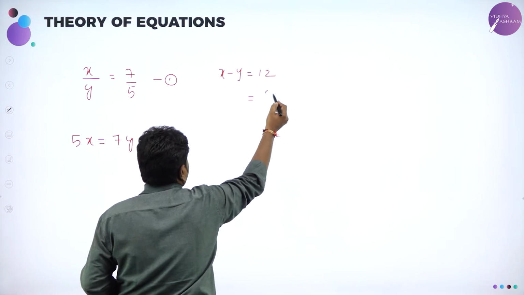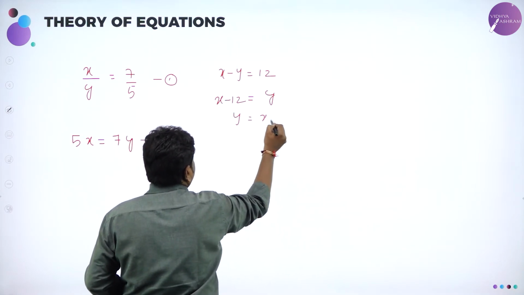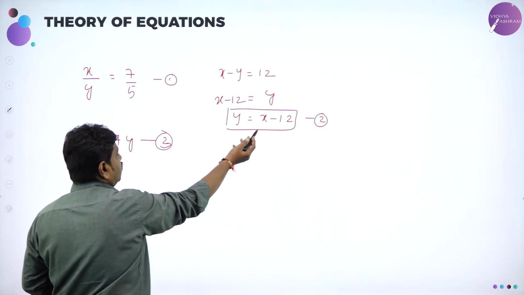I'll transfer y to that side, y comes this side, 12 bring this side, so x minus 12. So I got the y value. What is y? x minus 12. I call this equation 2. From the given, I am rewriting. So now I'll put the y value.